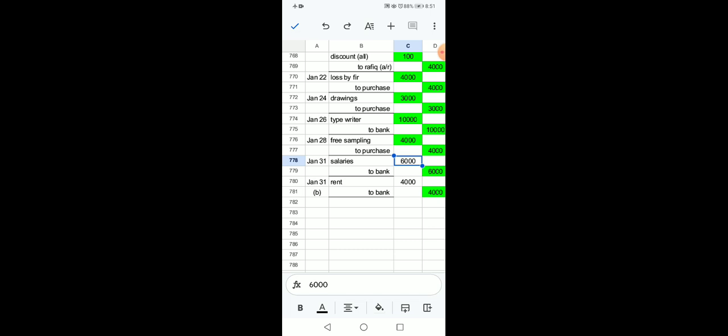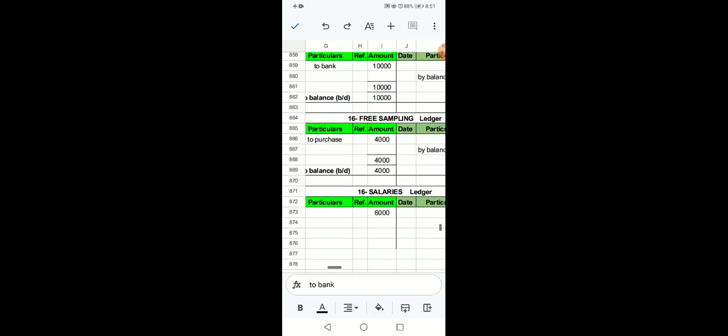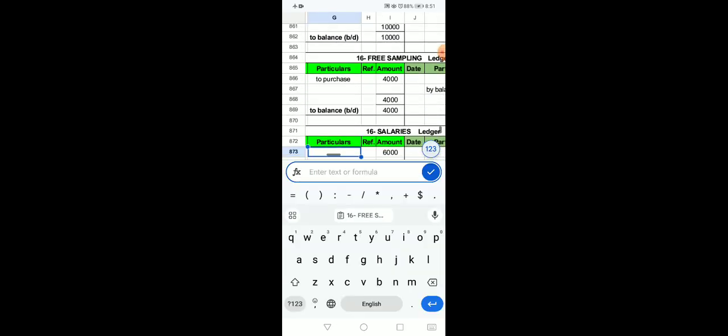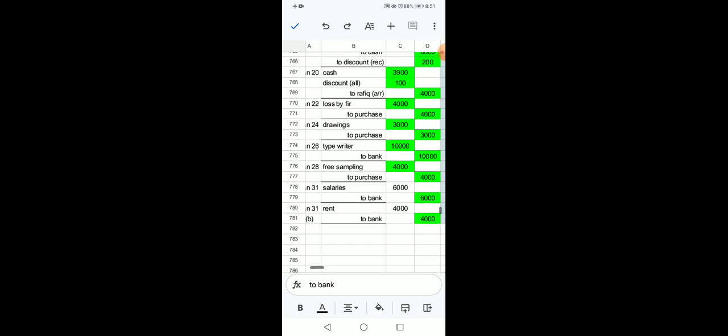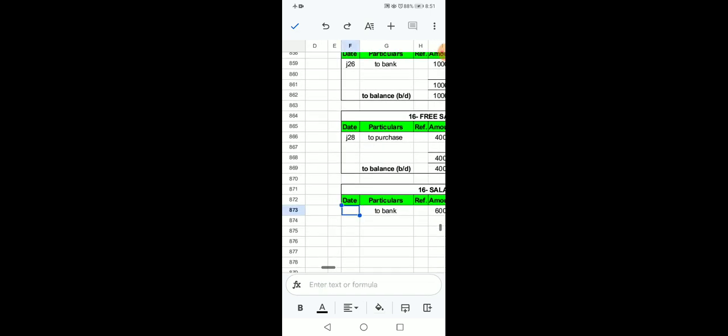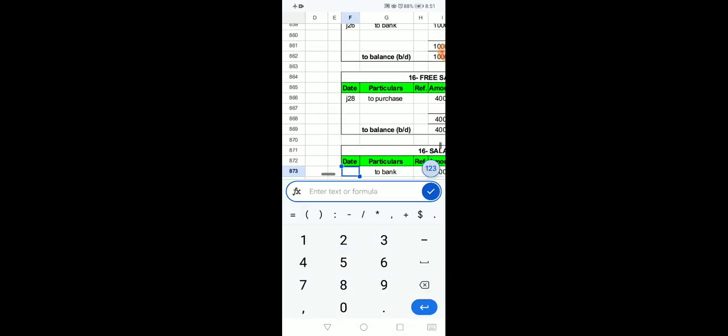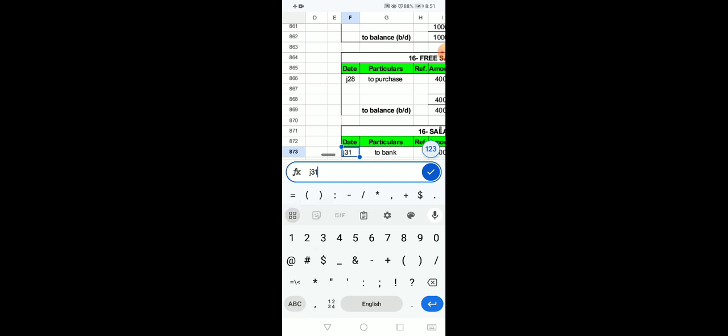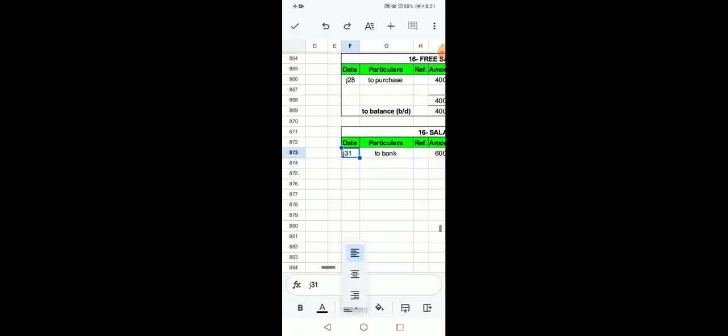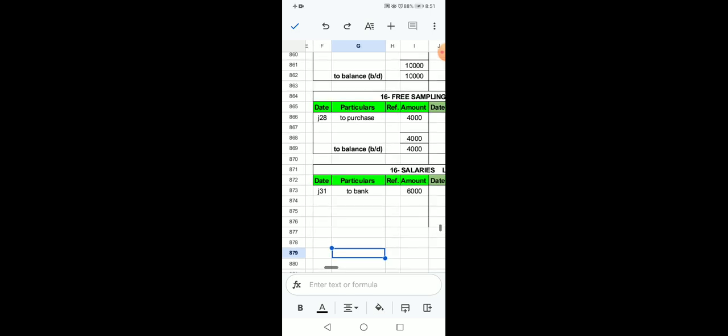It's now time to see the reference. Amount was posted for salaries. What is written on the opposite side? To bank. So this to bank will be used to give the reference in the particular column. Now let's see what was the date for salaries. It is January 31, and write down January 31 over here. Date is also completed, January 31, 6,000.